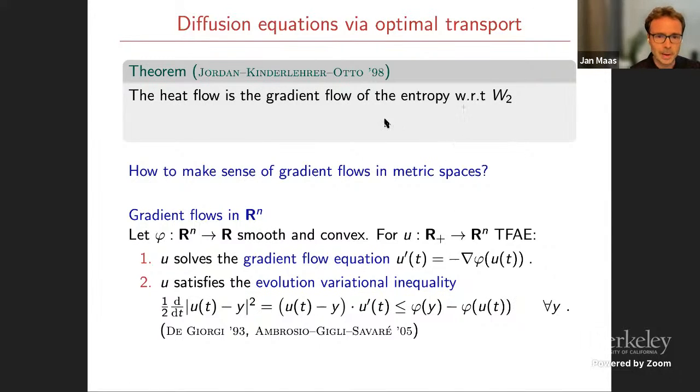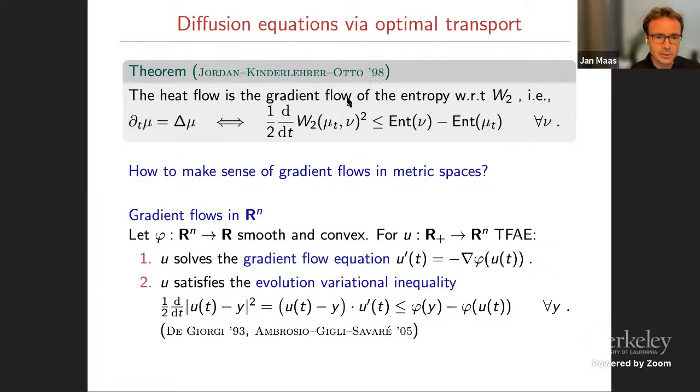And now, going back to this theorem by Jordan, Kinderlehrer, Otto, one way to make rigorous sense of this theorem is by transferring this formulation also to the Wasserstein space. So a curve of measures satisfies the heat equation if and only if it satisfies the same evolution variational inequality as we saw below, but now with the Euclidean distance replaced by this Wasserstein 2 metric, and the role of phi is now taken over by the entropy. So this is a metric formulation of the gradient flow structure for the entropy in the Wasserstein space.